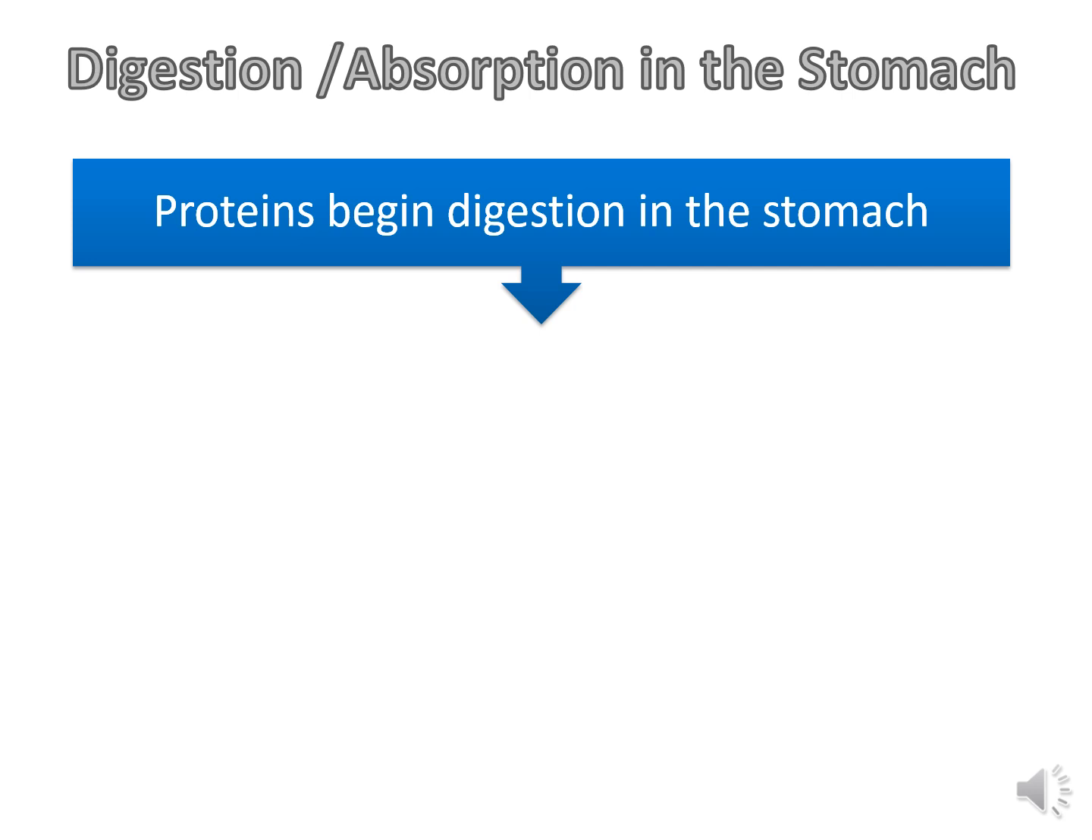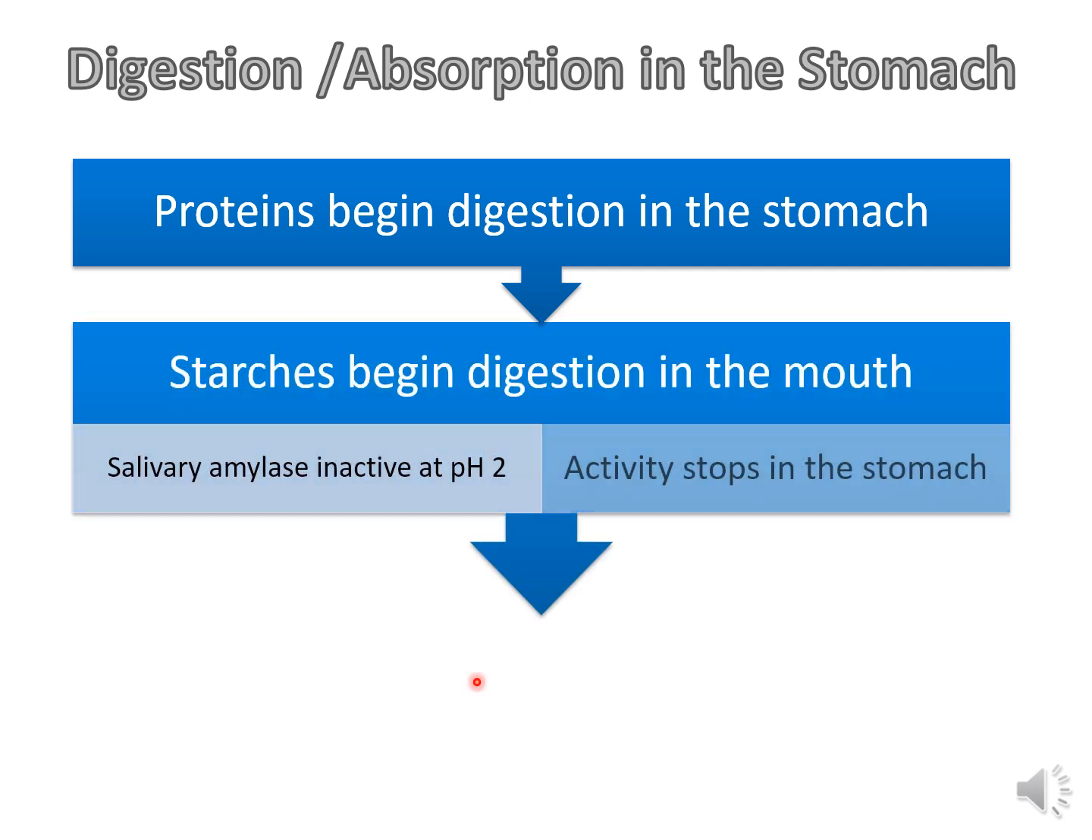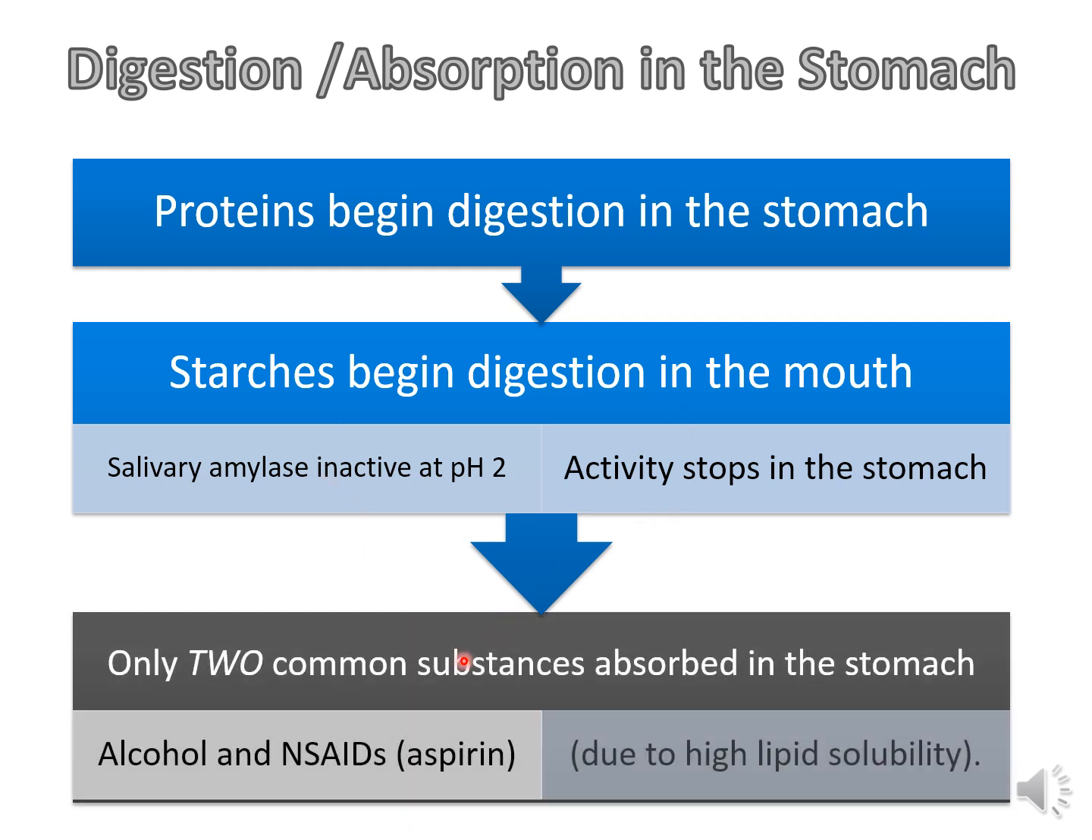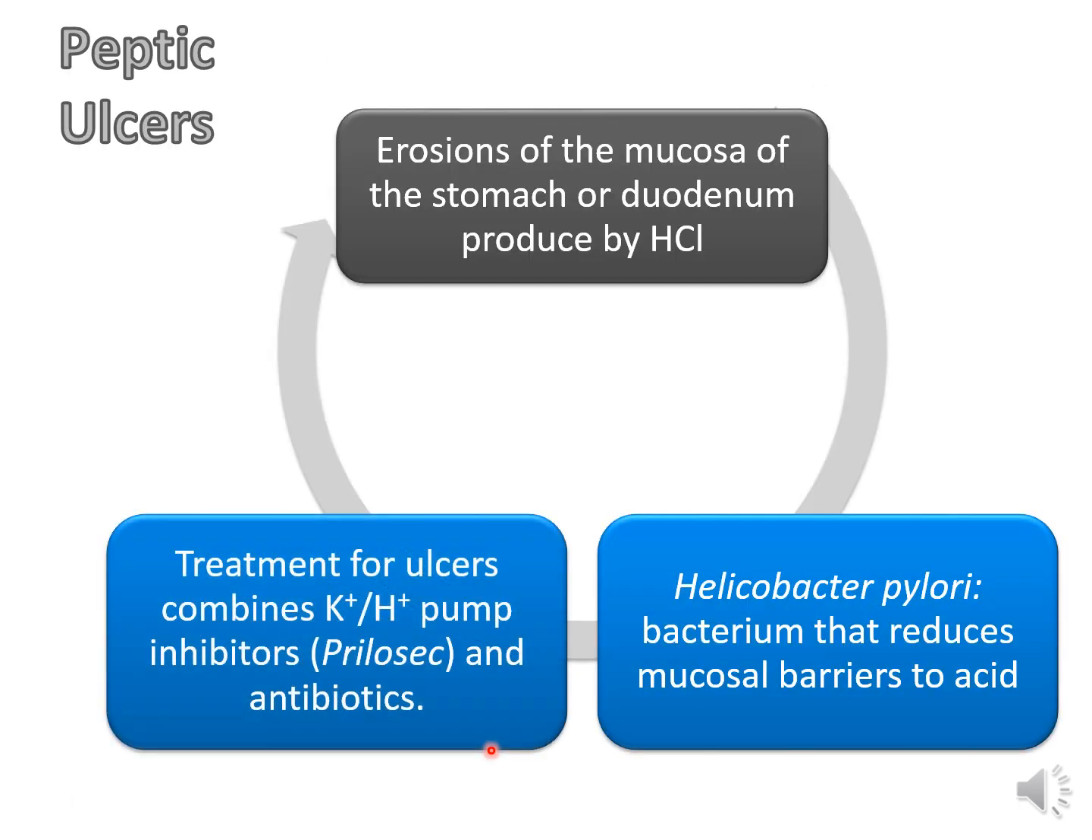Most things are not absorbed in the stomach. Proteins are digested there. Starches are digested and then it stops. And the only things that get absorbed across the stomach are alcohol and non-steroid anti-inflammatory drugs like aspirin. And that's it.